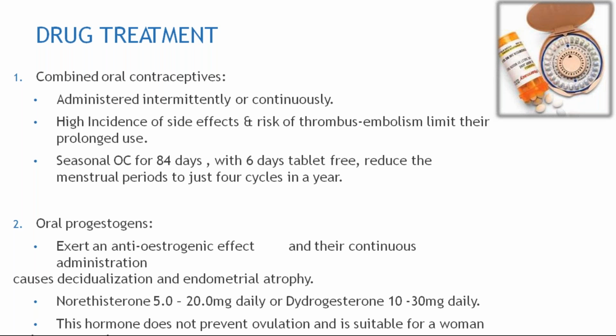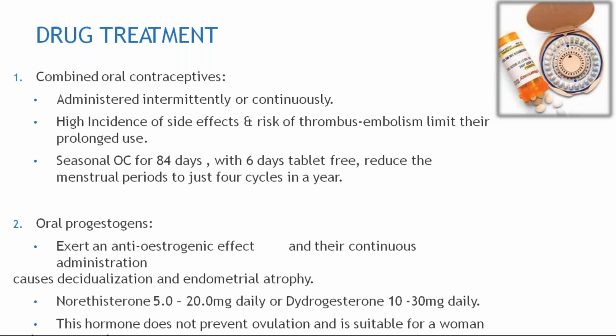Endometriosis is an estrogen dominant condition like fibroids and endometrial malignancy. The women who are prone to more estrogen are likely to develop endometriosis also. So we can give OCPs for months to suppress this. They can be given intermittently or continuously. They have a higher incidence of side effects and risk of thromboembolism. OCPs have these side effects because of the estrogen component. They are prone to thromboembolism if used for a prolonged period.